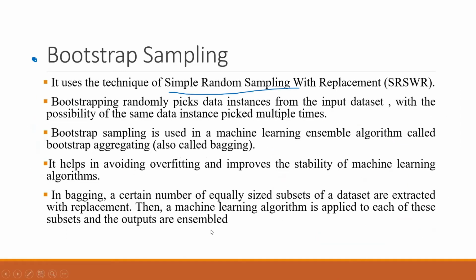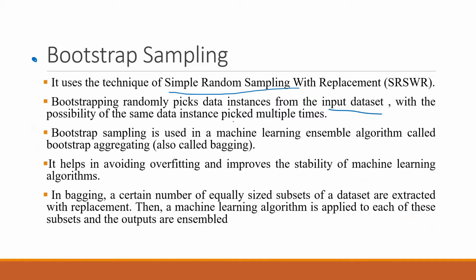Let's read what's written here. So bootstrapping randomly picks data instances from the input dataset with the possibility of the same data instance being picked multiple times. There is no fixed rule that you have to skip something if it has been picked once. So you can pick the same thing multiple times. This is one of the drawbacks also.